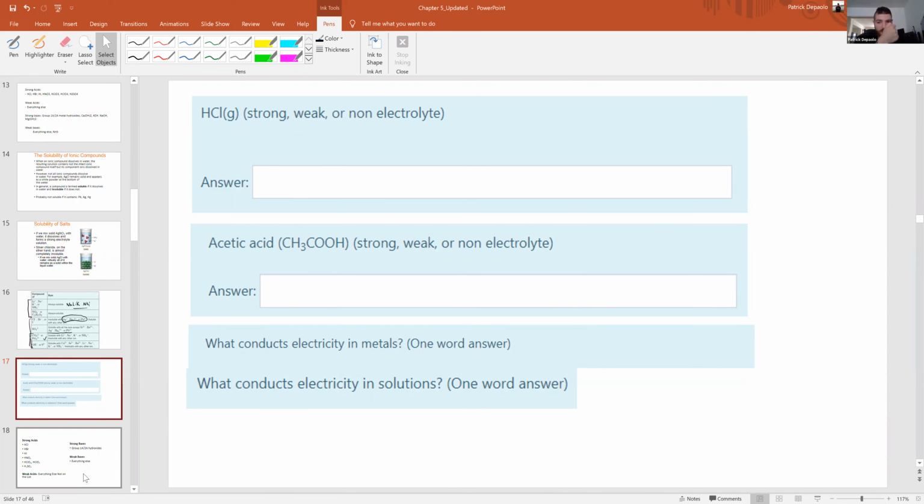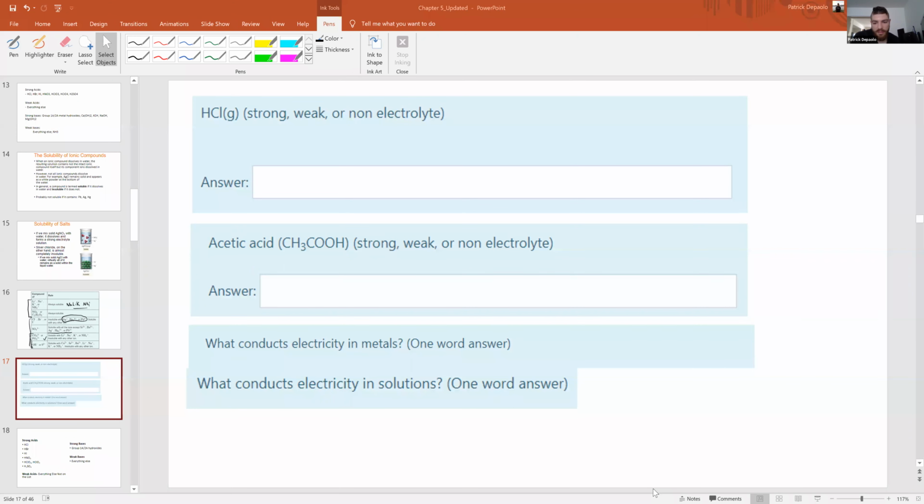All right, can somebody answer in the chat or with voice? Number 1, this is from the homework, by the way. HCl gas, strong, weak, or non-electrolyte? We have an answer from Sarah, strong, awesome, good job. Acetic acid, strong, weak, or non-electrolyte? Marlon, good job for the first one as well. What about acetic acid? Weak, good job, Leslie. Sarah, it's not non. All right, you're 1 for 2, Sarah.